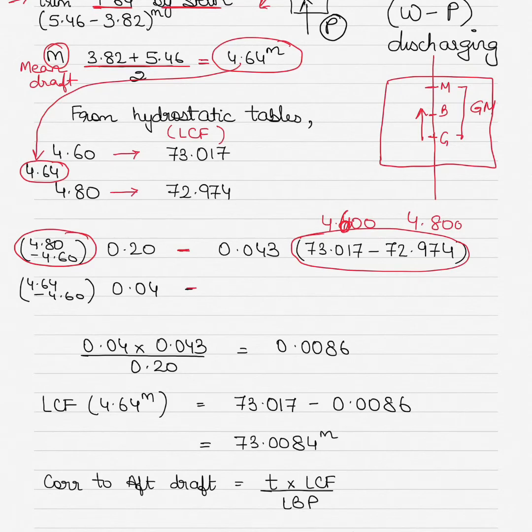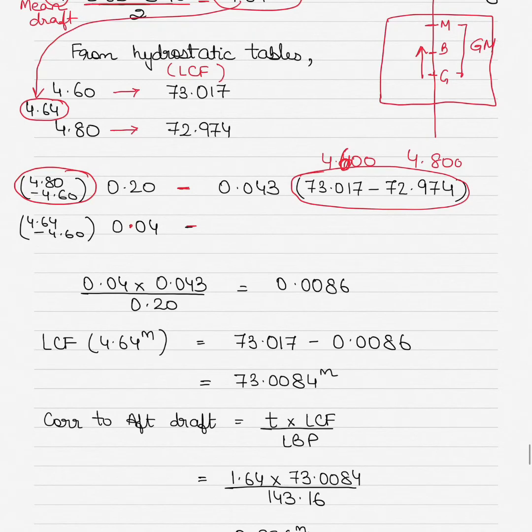But I need it for 4.64, so for a difference of 0.04. What is 0.04? 0.04 is the difference between 4.64 and 4.6. So for a difference of 0.04, what will be the difference in the LCF value? So we will do a cross multiplication. Alright, so if you didn't get this interpolation, watch how I have been doing it. I have told you that for a difference of 0.20, that is the difference of draft between 4.8 and 4.6, the difference in the LCF values is 0.043.